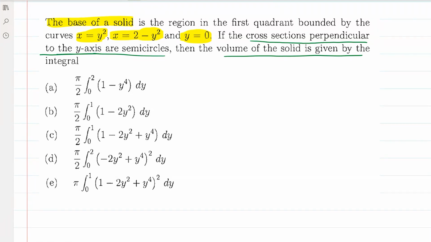I just want to mention something. Notice, guys, if he said that the cross section is perpendicular to the y-axis, then the integral will be in terms of y. But if he said that the cross section is perpendicular to the x-axis, the integral will be in terms of x. Because in this question he said that the cross section is perpendicular to the y-axis, for sure our integral will be dy, and you can note that all of the choices are dy. So you don't need to think about this one as dx, okay?